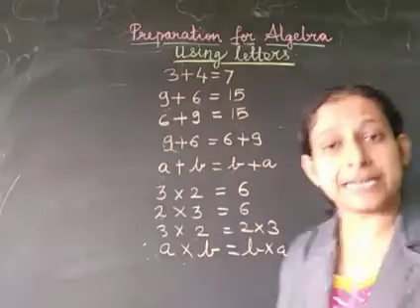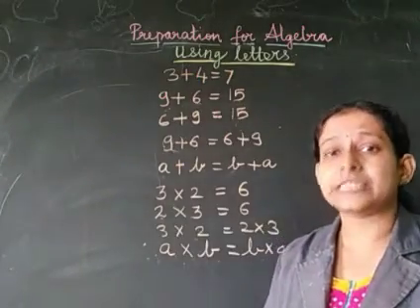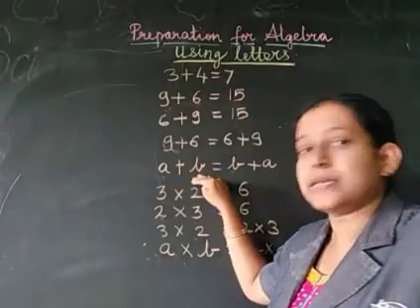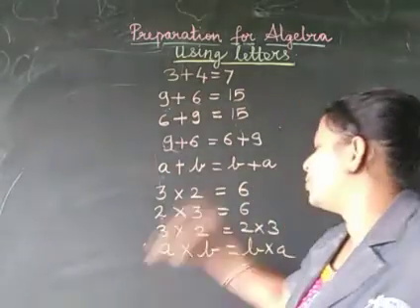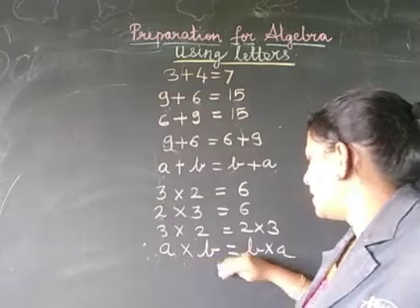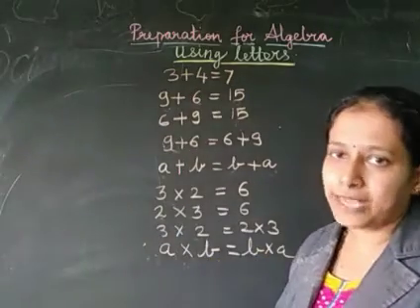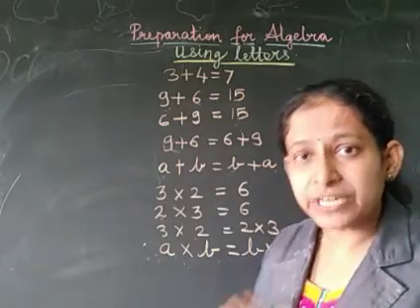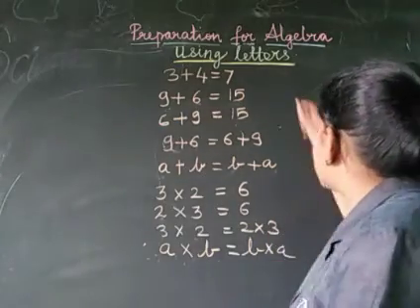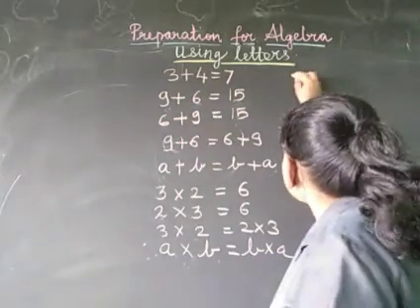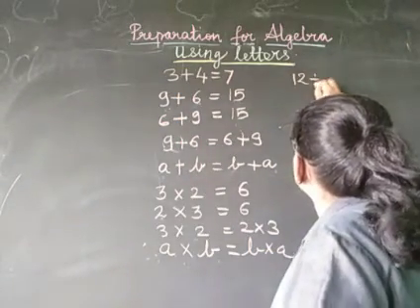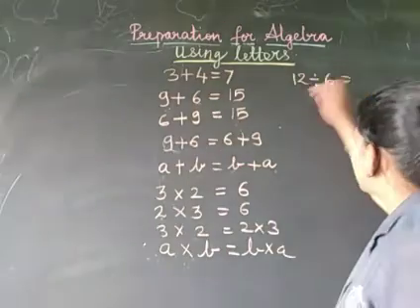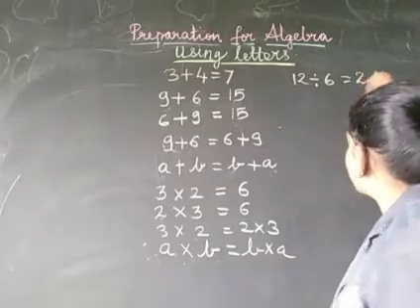So we can use letters to write rules as well as formulas. We now have formulas like A plus B is equal to B plus A, and also A multiplied by B is equal to B multiplied by A. Fine. Now let's see if we can try this with division. For example, 12 divided by 6. If we divide 12 by 6, what will be the answer? It will be nothing but 2, right?